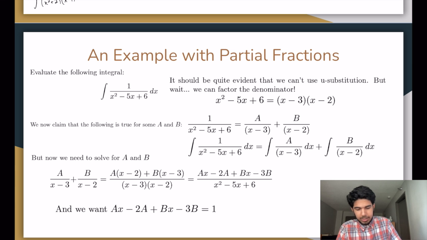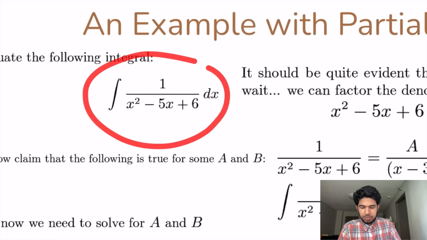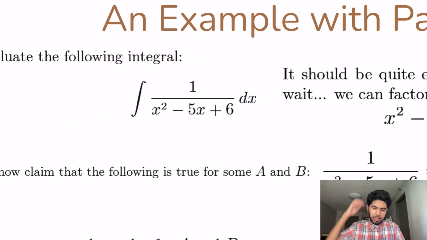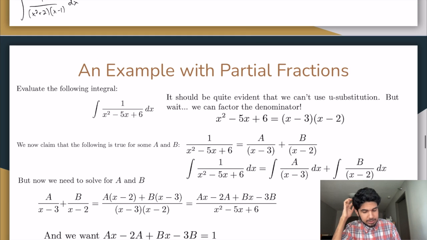So this is the integral we want to evaluate: 1 over x squared minus 5x plus 6. We see a polynomial denominator. We can tell that we can't use substitution because there won't be anything to cancel. So we can try to factor our denominator, which works really nicely. It factors into x minus 3 times x minus 2. We'll now claim that this following equivalence is true for some a and b.